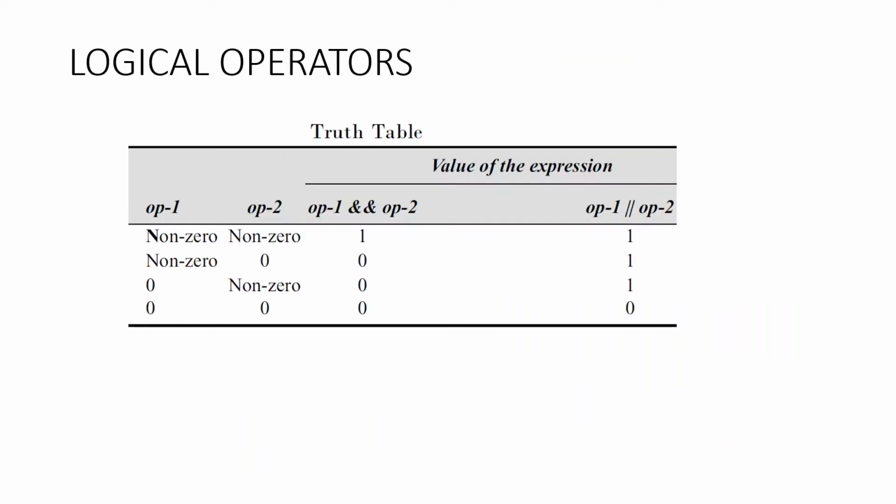It's given here. This is the result of AND. This is the result of OR. If either of the inputs is 1, the output will be 1 in case of OR. But in case of AND, only if both inputs are 1, the output will be 1. Non-zero means it is 1.